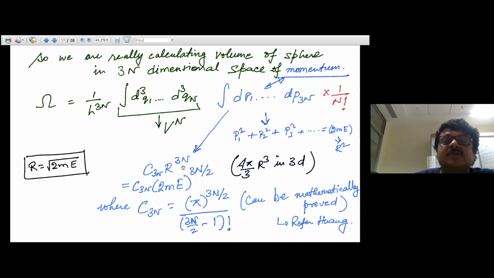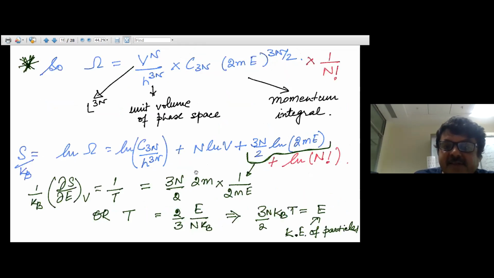and r is root 2mE, to the power 3n. Yes, r to the power 3n, right? And there is a prefactor like 4 pi by 3, or pi in 2D, and so on. So this can be written as C_3n, because there are 3n degrees of freedom, times 2mE to the power half, because r is 2mE to the power half, and hence you get this factor (2mE) to the power 3n by 2.